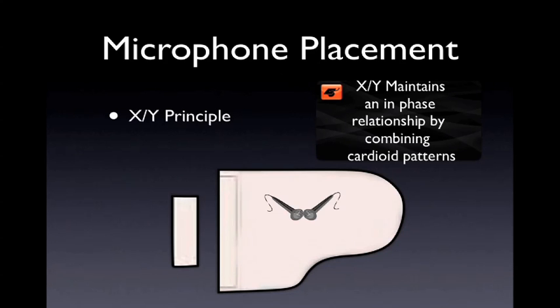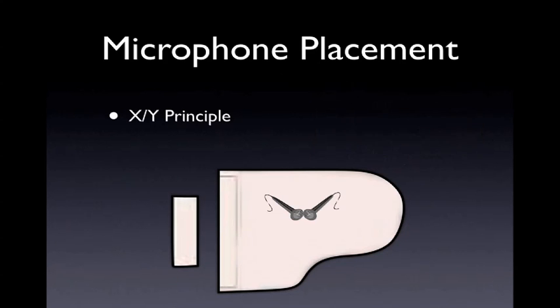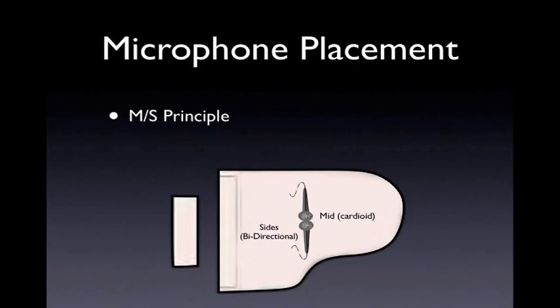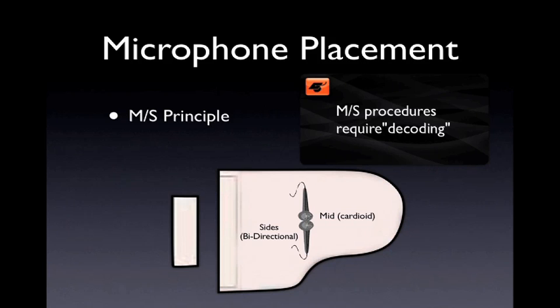It's usually advantageous to use the same mic type, if not a matched pair, to get symmetrical images on left-right. The MS principle, or mid-sides, is a pseudo-stereo mic procedure that requires a decoder to create the image on playback.